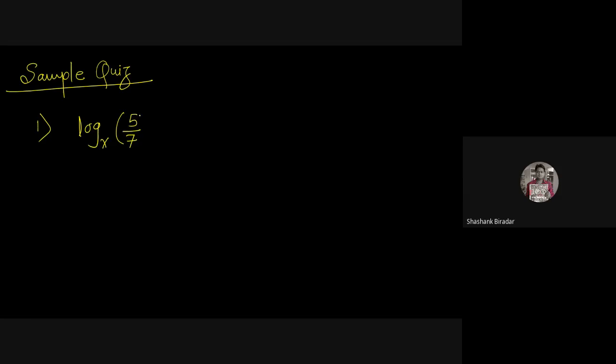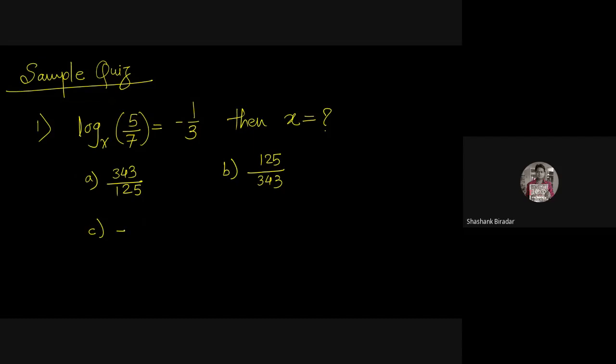So the very first example: log base x of 5 by 7 is equal to minus 1 by 3. Then what is the value of x? I will give the options: A, 343 divided by 125; option B, 125 divided by 343; C, minus 25 divided by 49; and option D, minus 49 divided by 25. Take 2-3 minutes for the calculation, and then we will discuss the answers.